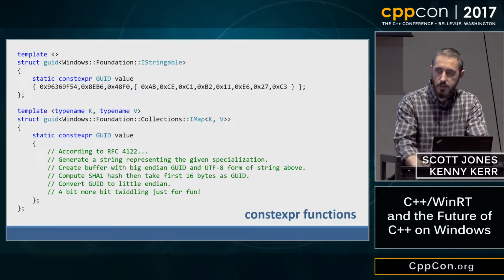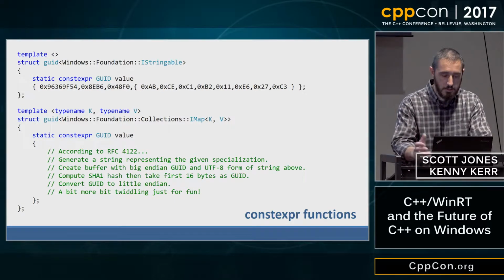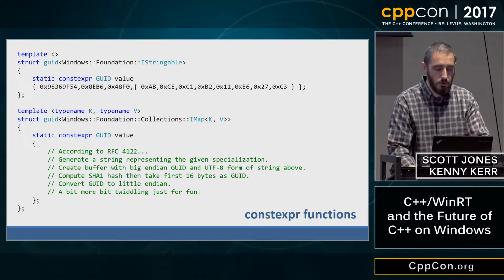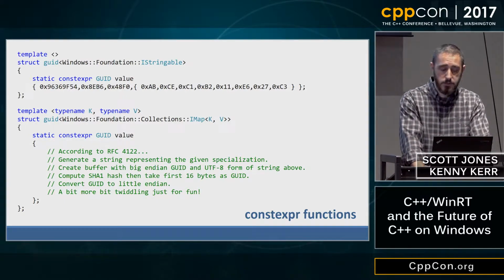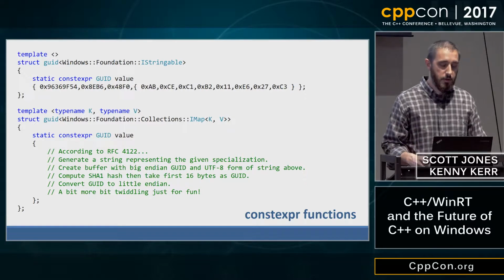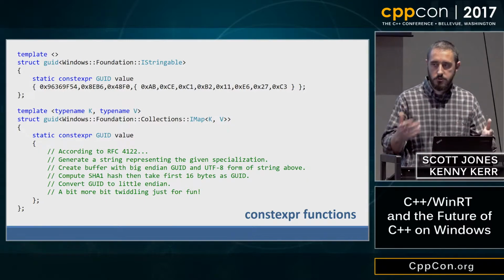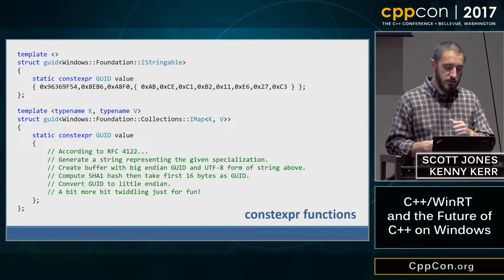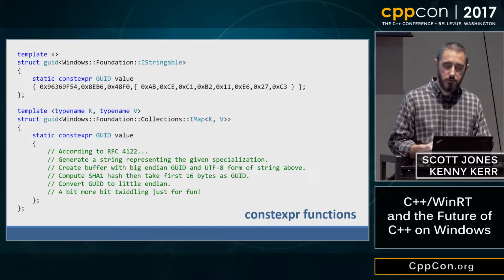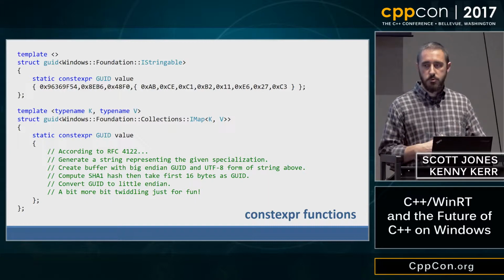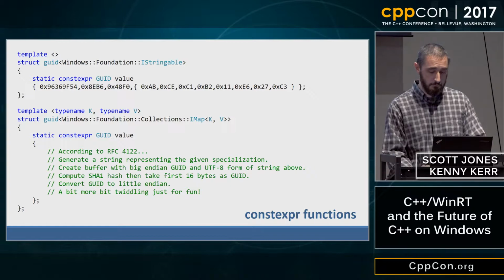We generate a string given the specialization that you pass in, so we actually build that string dynamically at compile time. We create a buffer with a certain given starting GUID and the UTF-8 representation of that string that we just created. We then have to hash it and grab the first 16 bytes of that hash. We then convert that to a GUID. Those 16 bytes essentially become the GUID. And then we have to turn it back into little endian because we're Windows and do a bit more twiddling, and then finally you get the value out. But you get that value out at compile time, which is incredible, and all that pain, really the biggest problem we had with developers using our projection, simply goes away, thanks to constexpr functions.